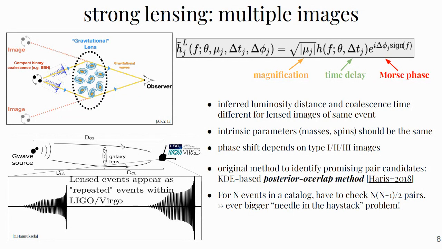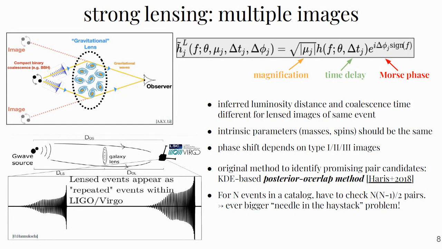And then the first method that was suggested for that by Harris et al. is to identify them, do the individual parameter estimations like you always do, and just check for posterior overlap. How well do the Bayesian posterior distributions match between two candidates? And if they match very well, you say, oh, maybe this was a lensed one.